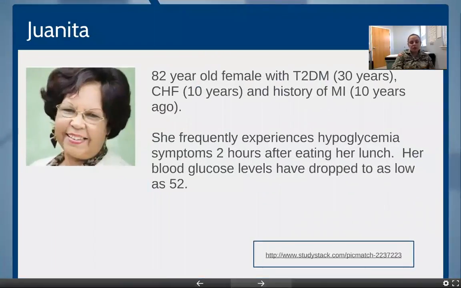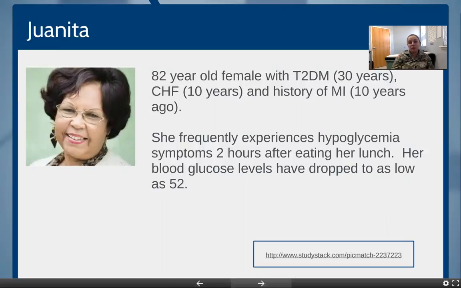So our next patient is Juanita. She is an 82-year-old female with type 2 diabetes for 30 years and CHF for the last 10 years. Her CHF began after she had a heart attack 10 years ago. She frequently experiences hypoglycemia symptoms 2 hours after eating her lunch. Her blood glucose levels have dropped to as low as 52.